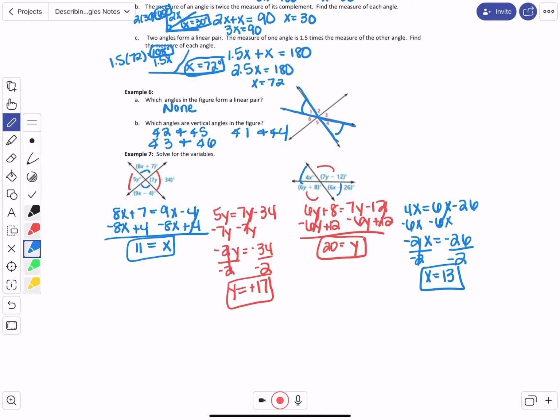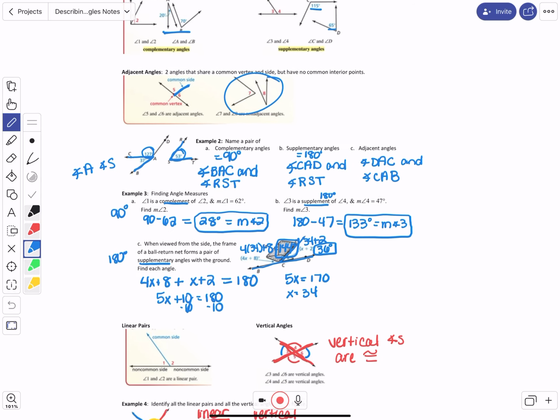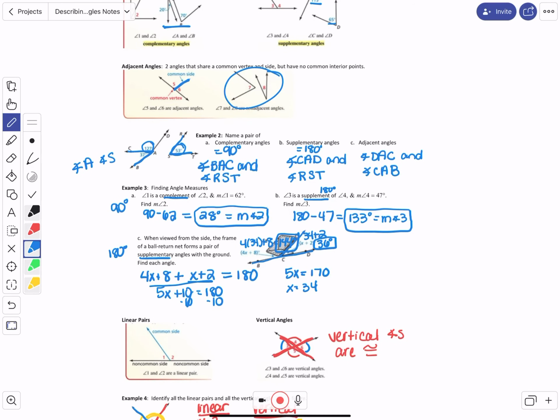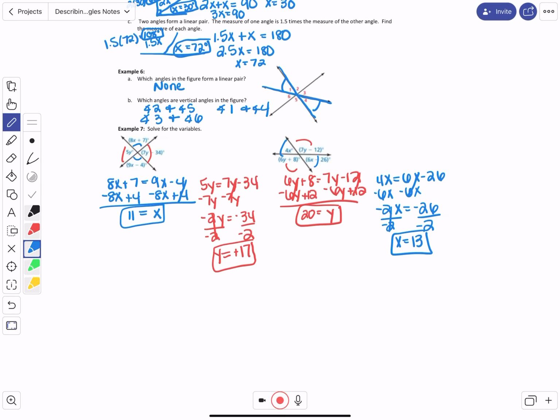Whereas in the other one, we added them. Okay, so if we go back up real quick, where was it? Okay, so here we added our parts and set equal to 180. So that was the difference. And then these, we set them equal to each other and solve for x.